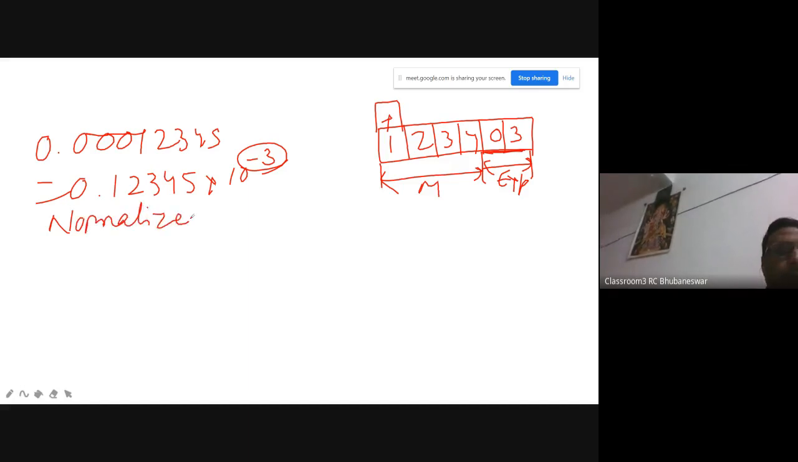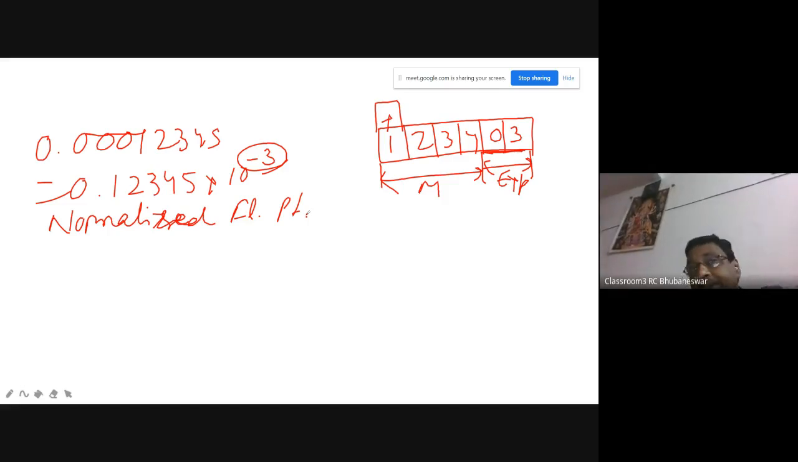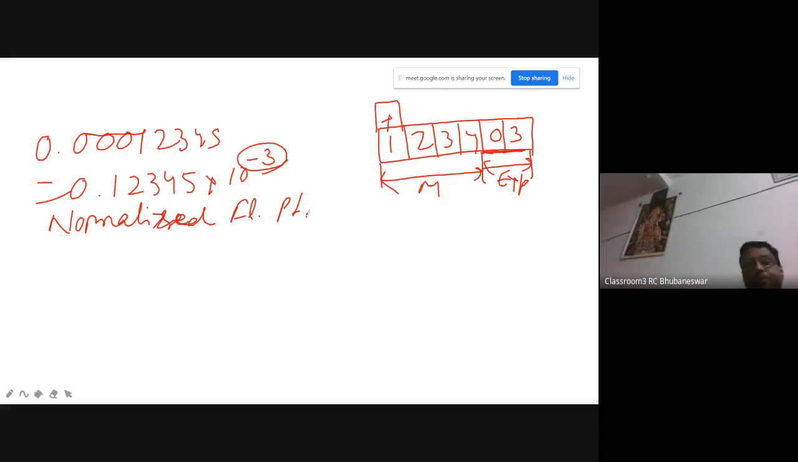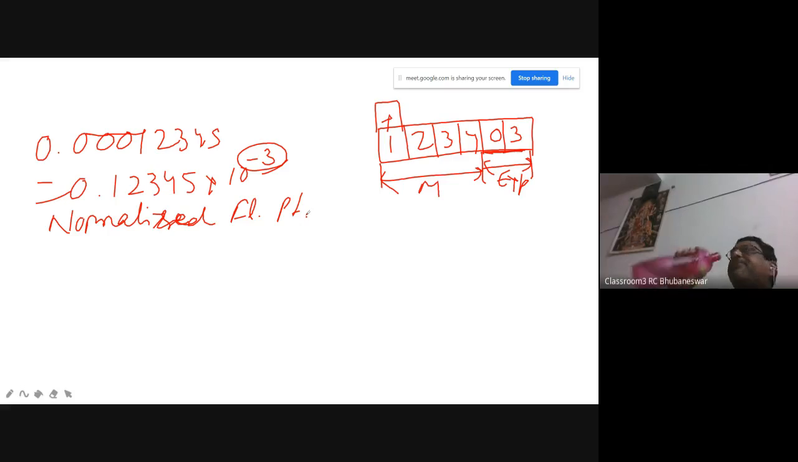Normalized floating point. In the normalized floating point method, there should not be any zero just after the decimal point. That means we cannot put any zero after the decimal point. That is known as your normalized floating point representation. And always your number should be represented in normalized manner. Understand?